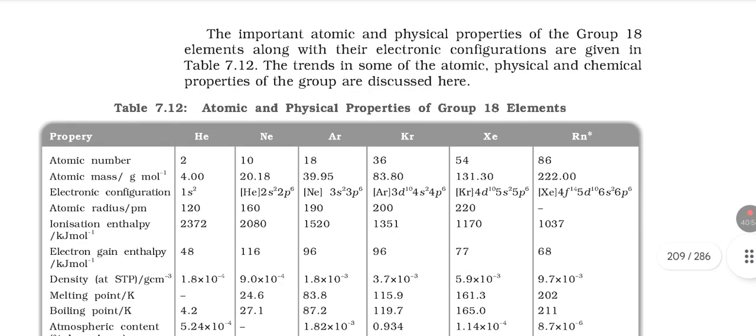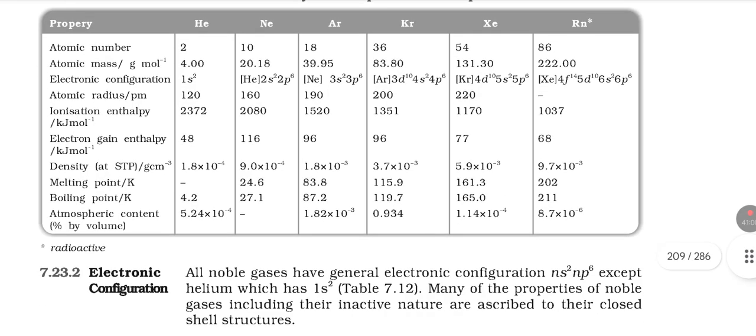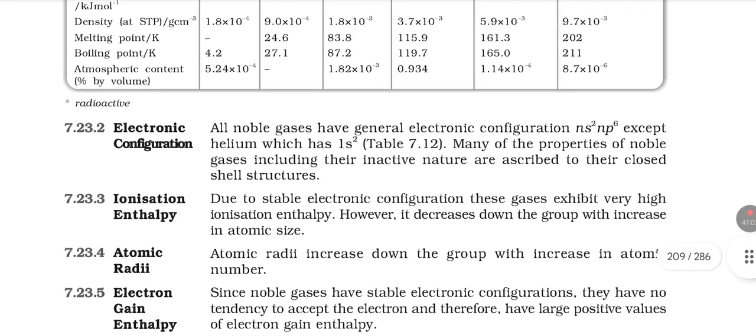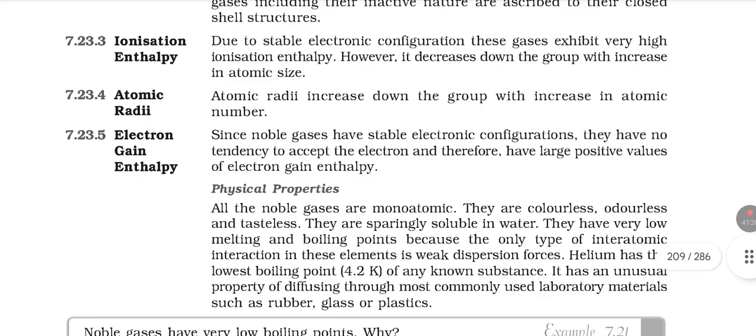Important atomic and physical properties of group 18 elements along with their electronic configuration are given. Electronic configuration. All noble gases have the general electronic configuration ns2np6 except helium, which has 1s2. Many of the properties of noble gases, including their inactive nature, are ascribed to their closed shell structures.